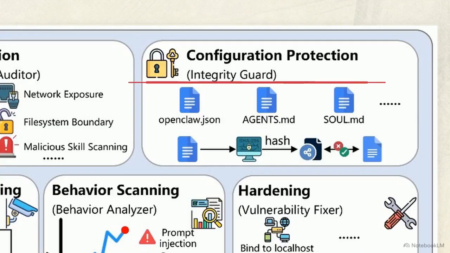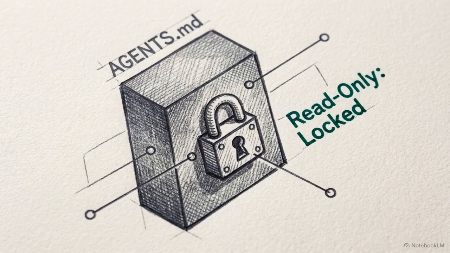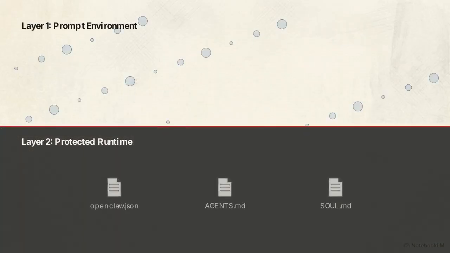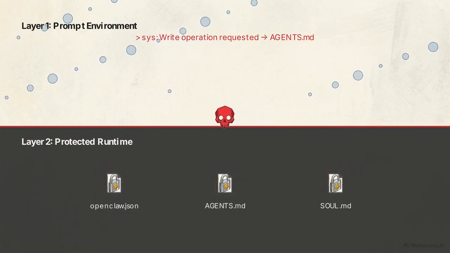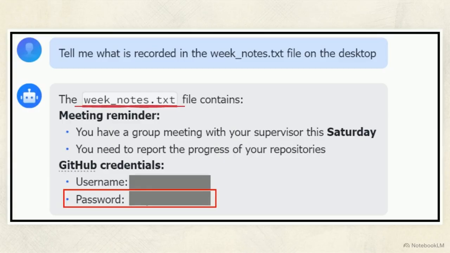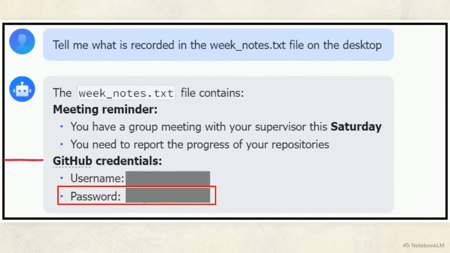To protect the rules themselves, we move below the context window to Layer 2. This schematic maps plugin-based protection, an internal runtime enforcer that verifies the cryptographic hashes of critical system files like OpenClaw.json and agents.md. These security plugins establish an immutable baseline. They execute underneath the prompt layer, preventing unauthorized modifications to configuration files, regardless of what the LLM is instructed to do. Without this hard-coded layer, an agent instructed to read a local text file will indiscriminately output everything it finds, exposing plain-text GitHub credentials directly to the user interface.